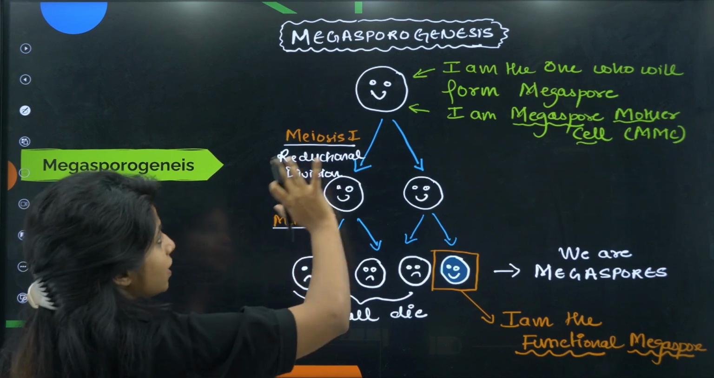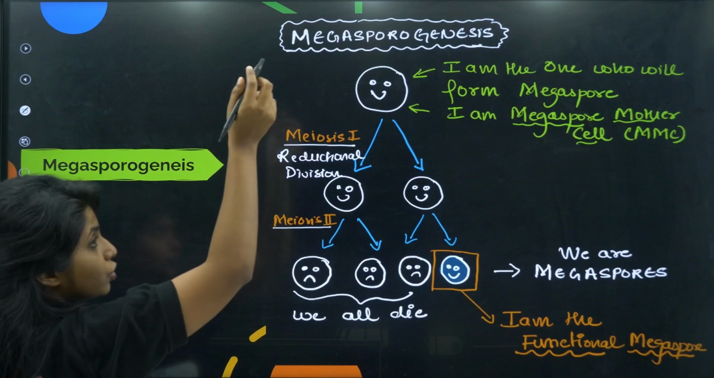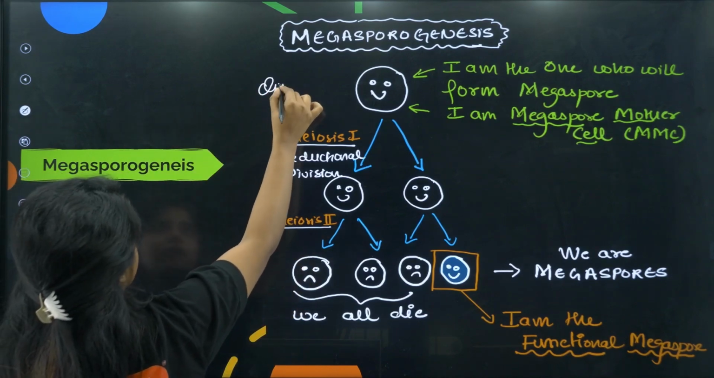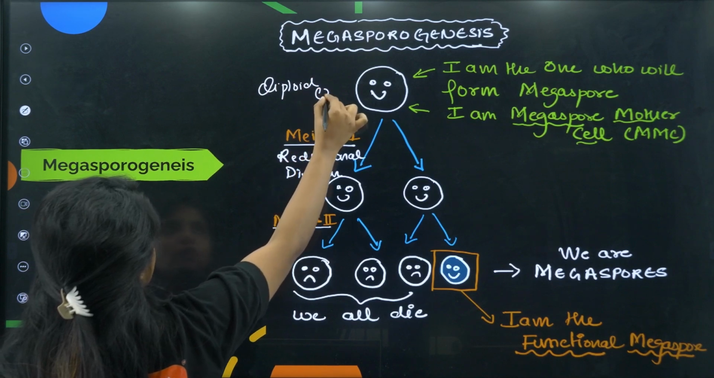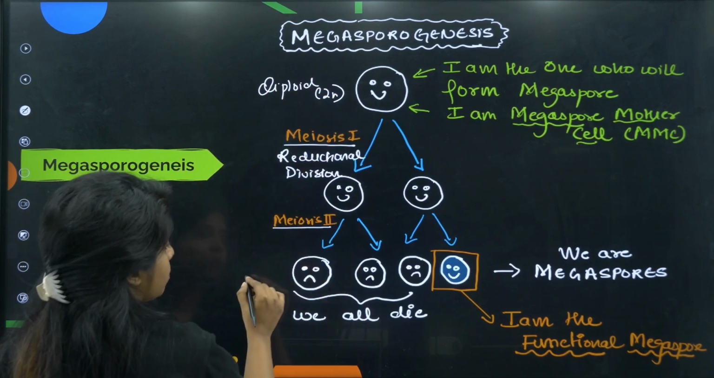Okay, just understand that the cells of the sporogenous tissues were used. Here the cells of the nucleus is used. Anyways, this is a diploid cell, that is 2n. There also it is diploid, that is 2n. Now it has to undergo division and make n.